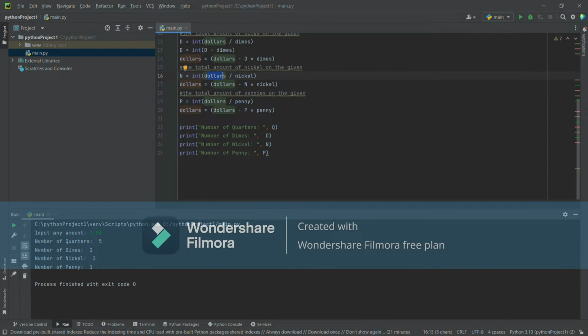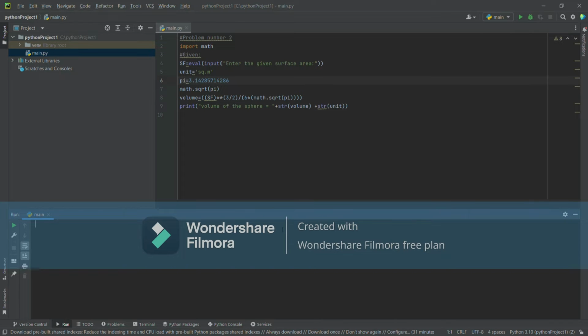So on print, I printed number of quarters, comma, then the value of quarter, total amount of quarter. Then next is print number of dimes, comma, and the total amount of dimes. Print number of nickel, then comma, the total amount of nickel, and lastly print number of penny, comma, and the total amount of pennies. That's why I come up with these numbers.